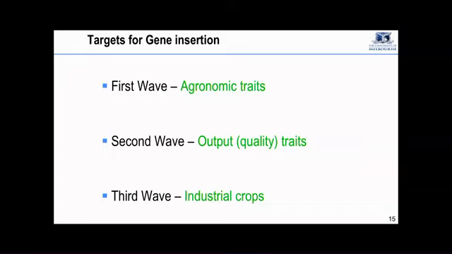The other agronomic traits are disease resistance, in fact resistance, as I'll show you an example of, to insects as well as microbiological diseases. The second wave is to try to engineer better qualities into your crop, particularly in oil crops, and to a lesser extent starchy crops like wheat and maize. If you want a particular type of acid in that crop, you can engineer it in to make it more valuable. And the third is industrial crops, which we probably haven't done too much of yet.